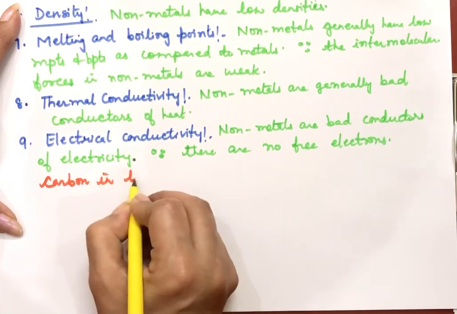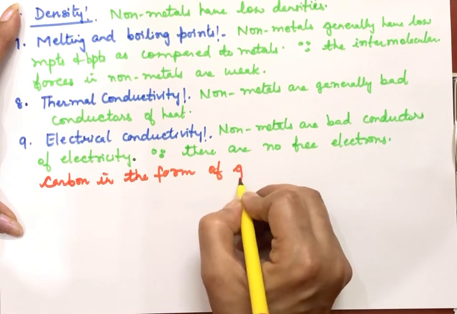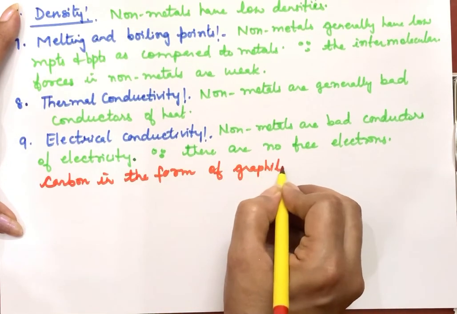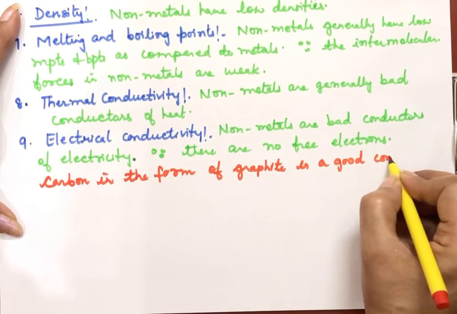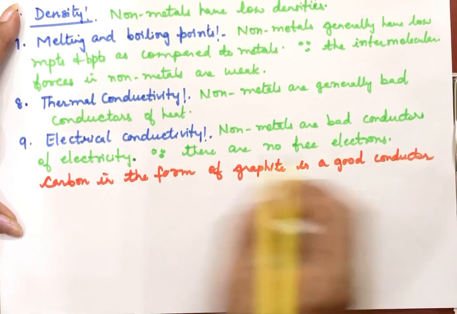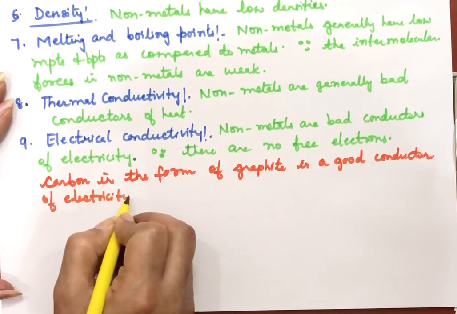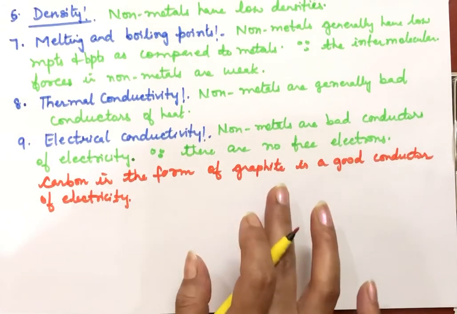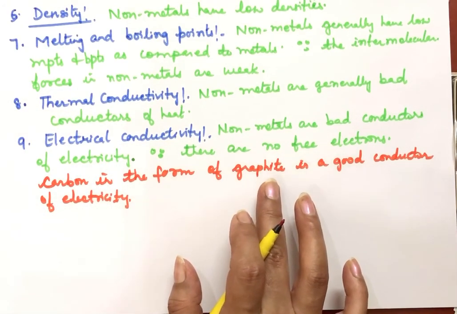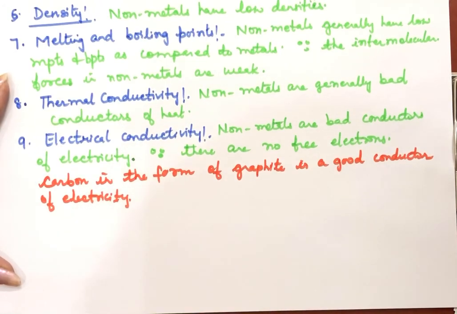Carbon in the form of graphite is a good conductor of electricity. The reason is that graphite has free electrons in its structure. When we learn the structure of diamond and graphite in the next chapter, we will come to know that the structure of graphite is such that some free electrons are present in it. Because of that, it conducts electricity.